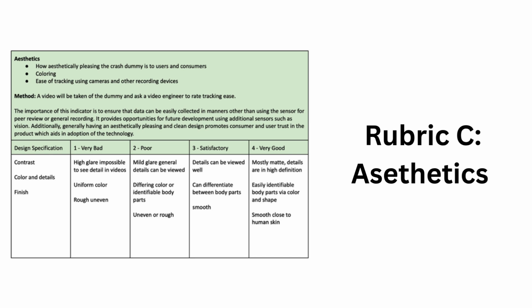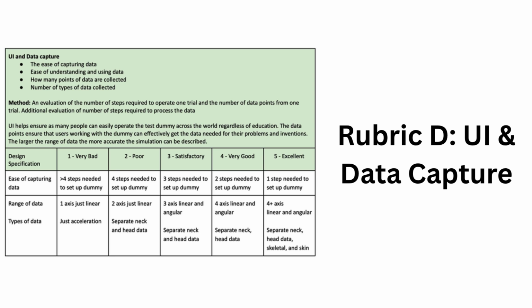Then we have aesthetics, and this is just looking at how good it is to the eyes, if it's pleasing or not. And then lastly, we have probably one of the more important ones, UI and data capture, weighted at 35%. This is looking at the range of meaningful data captured and the ease of use, looking at how easy it is to interpret and how easy it is to use for other applications.